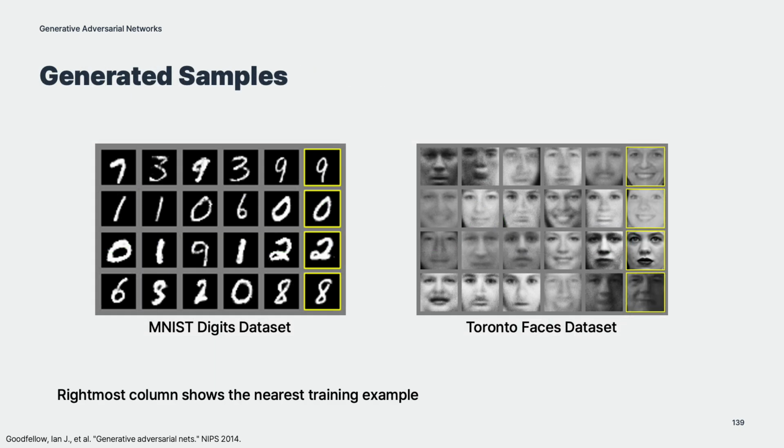These are again generated samples from MNIST and the Toronto Face dataset. The rightmost column shows the nearest real training example. As you can see, it generates realistic looking images, to the point where we cannot even tell which ones are real.